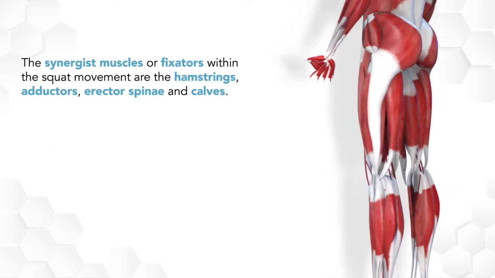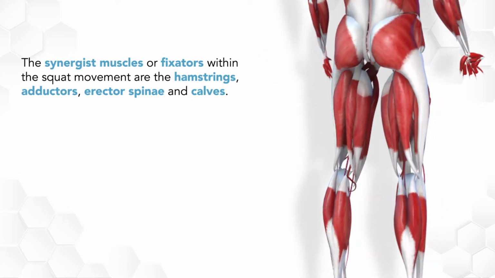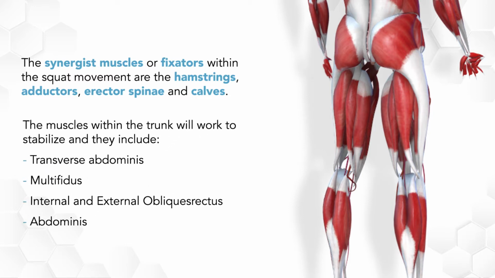The synergist muscles or fixators within the squat movement are the hamstrings, adductors, erector spinae, and calves. A synergist muscle is a muscle that enhances the effectiveness of the primary muscle, generally by stabilizing the origin of the agonist muscle or the joint in which the movement is occurring. These muscles assist the primary movers to complete the movement competently. The muscles within the trunk will work to stabilize, and they include the transverse abdominis, multifidus, internal and external obliques, and the rectus abdominis.